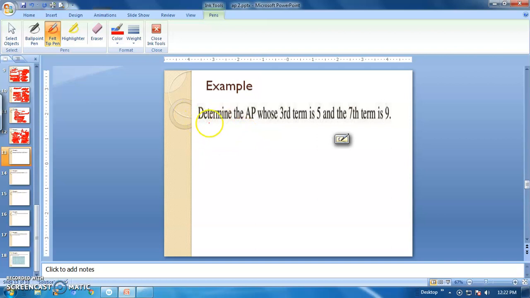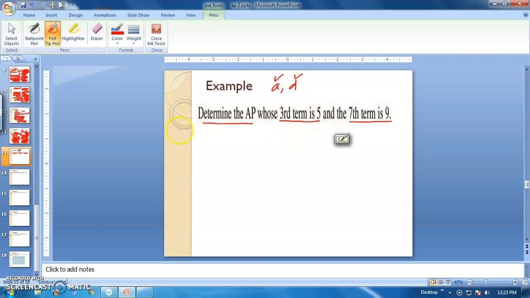So next, look at the next question. Determine the AP whose third term is 5. What is given? Third term is 5 and seventh term is 9. If you want to determine the AP, what do we need? We need the first term A and also D. If we know A value and D value, we can form an AP. But here A value and D value are not given.